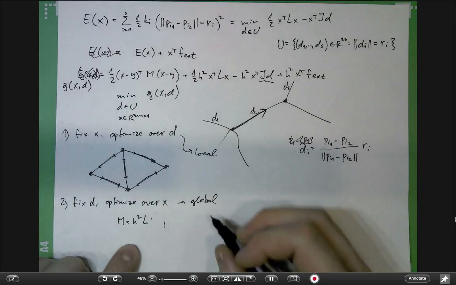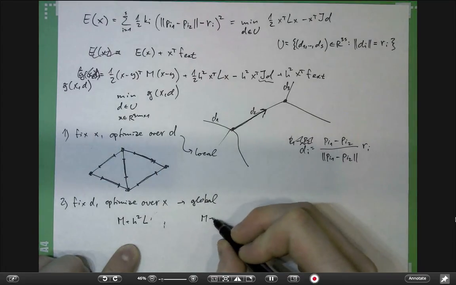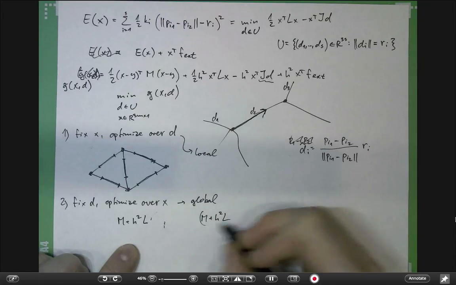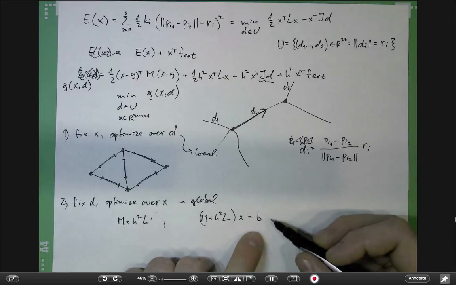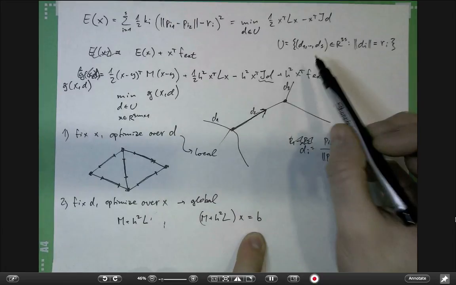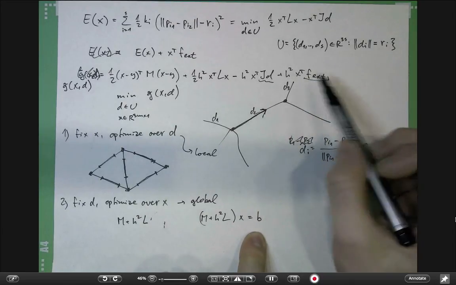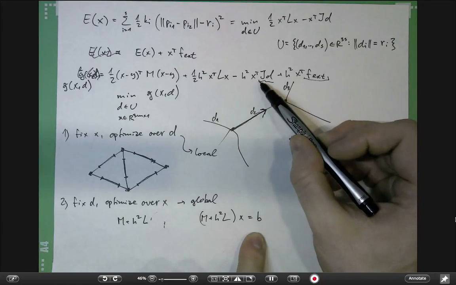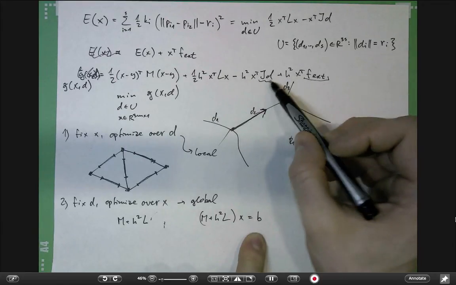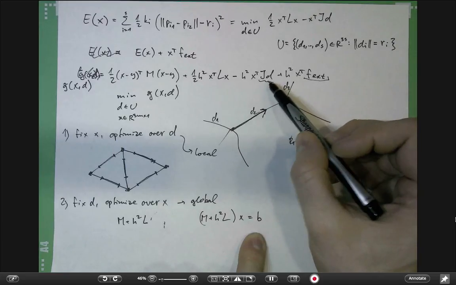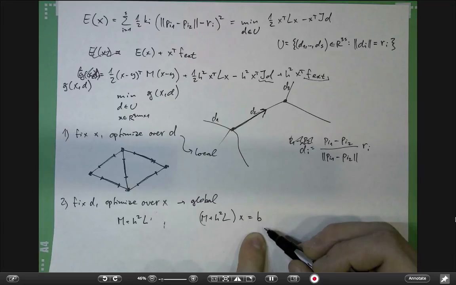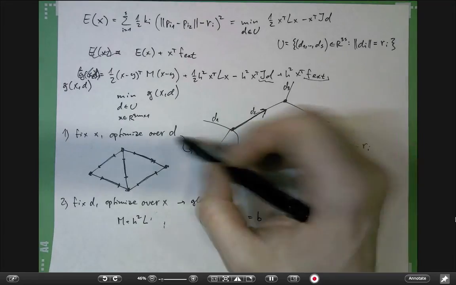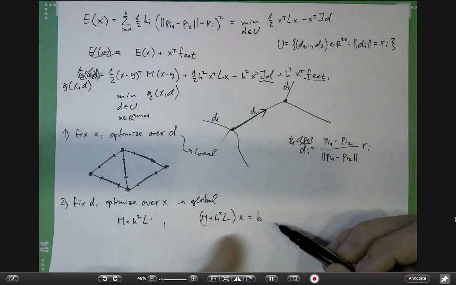So the global step means that I need to solve this linear system. Here the B is some right-hand side where I gathered both the external forces. I put there the JD. The B gathers these linear terms. There's the JD and the Fx. So the B depends on every state, right? The B depends on D. B is my right-hand side here.